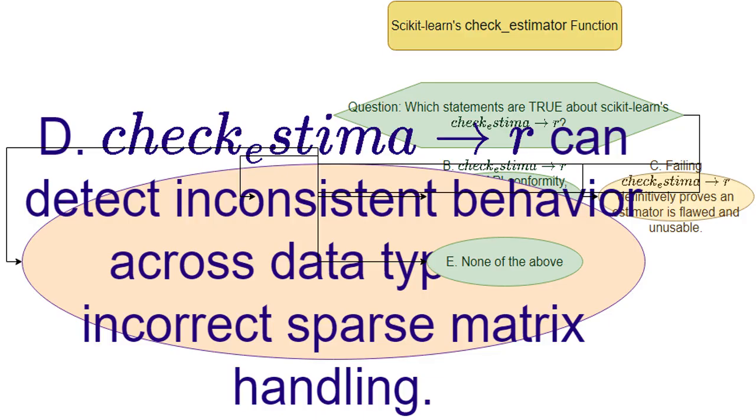This statement is also correct, VOMC. _check_estimator is smart enough to test your estimator's handling of various data formats, including those sparse matrices. This helps ensure it performs consistently across the board. This is another important check to guarantee good quality custom estimators.